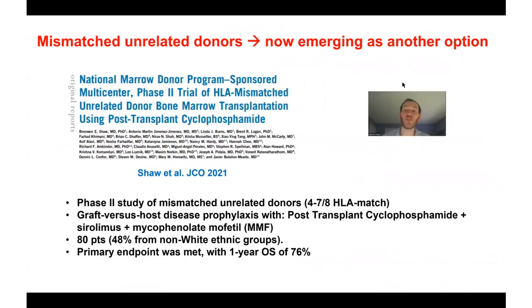Mismatched unrelated donors are also now emerging as an option for patients that lack any other kind of donor. Here's data from a phase 2 study of mismatched unrelated donors, that is, donors that were matched at 4 to 7 of 8 HLA loci, receiving graft versus host disease prophylaxis with post-transplant cyclophosphamide, sirolimus, and mycophenolate mofetil, or MMF. The study included 80 patients, of whom almost half were from non-white ethnic groups. The primary endpoint of the study was met with 1-year overall survival of 76%.